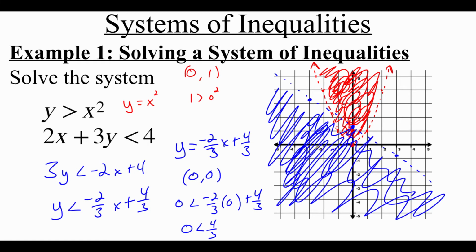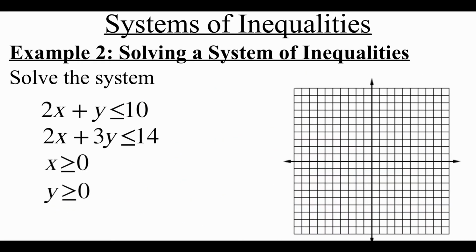And then what we're looking for as we're solving this system is common points between our shaded areas. So if we look, we've got this small little region here in the middle that's shaded both red and blue. So that's actually going to be our solution set. That's where our graphs overlap. So I'm going to shade that in purple. So this purple region that's above our red dotted line, but below our blue dotted line, that's the actual solution set for this system of inequalities.